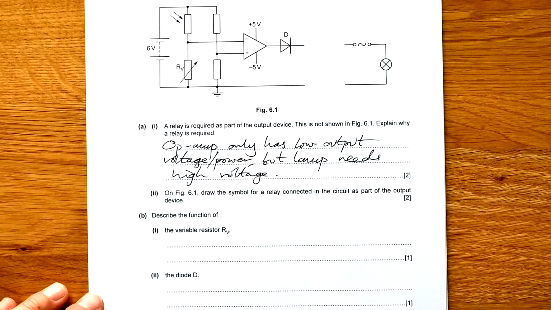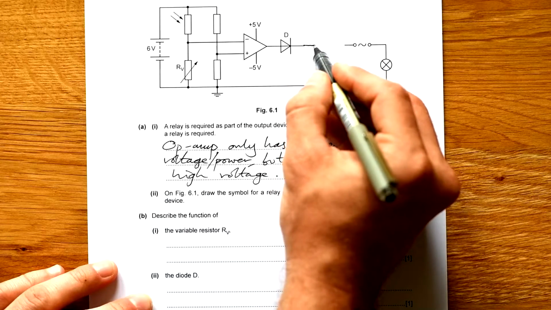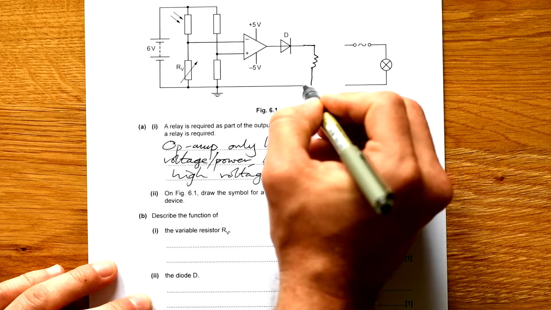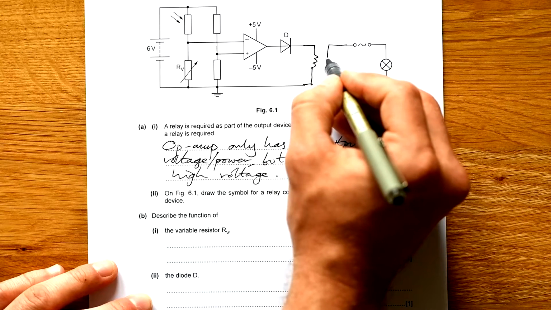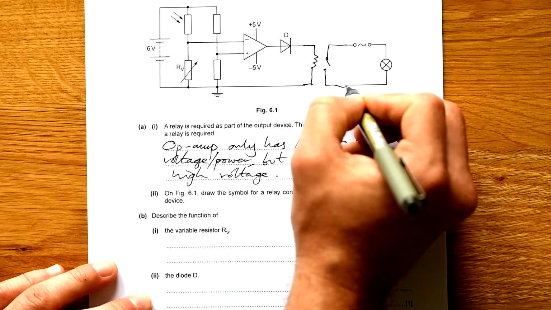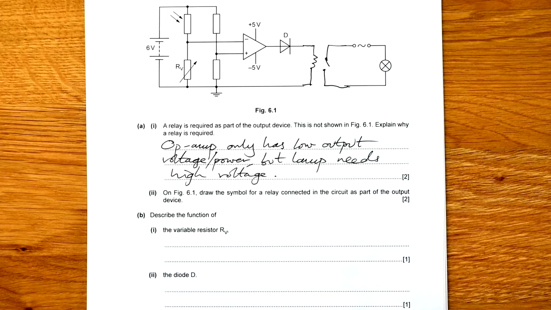In figure 6.1, draw the symbol for a relay connected in the circuit as part of the output device. So we have the little coily bit, and then we have our switch that it closes. Although you're going to draw yours much neater with a ruler and a pencil.